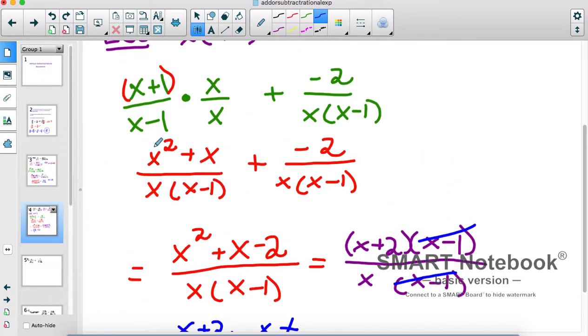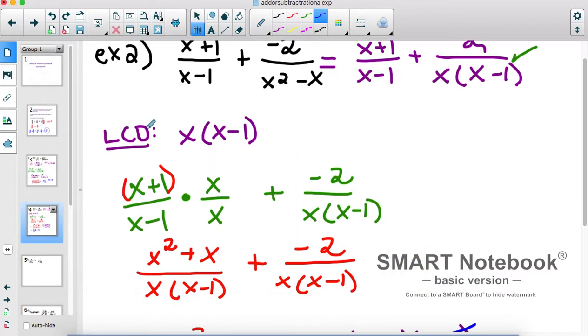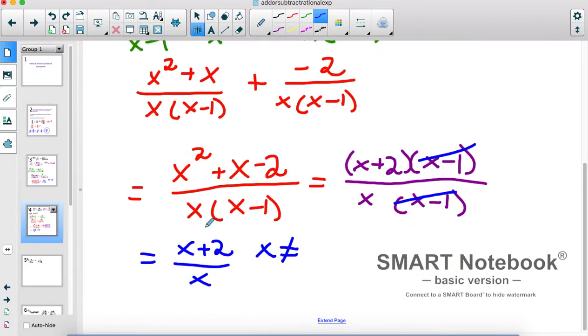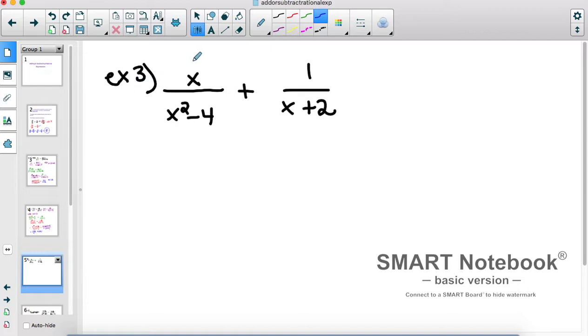So looking at the top, from our original, x can't be 1 because of x minus 1, and here because of x minus 1. But also x can't be 0 because here x is by itself. So if x was 0 here, this whole denominator would be 0. So x can't be 0 and x can't be 1. And that's our final answer for example number 2. All right, moving on to number 3. Example 3.